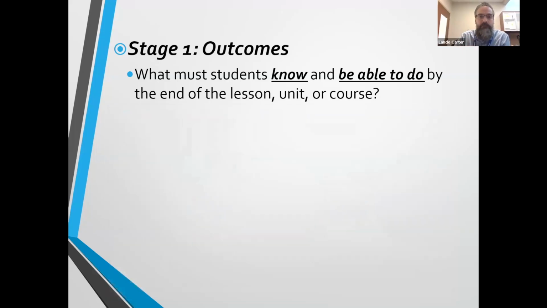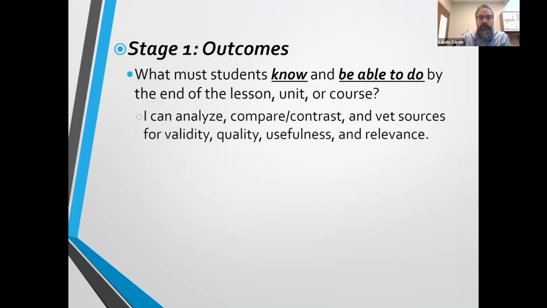So you set that outcome, and here's our example. I can analyze, compare, contrast, and vet sources for validity, quality, usefulness, and relevance. So this is an old outcome that I still believe in when I was teaching freshman 1010 writing here at MTSU. So that's the example I'm going to set for you to run the whole rest of our talk. We'll kind of keep coming back to it. And I'm going to give you an example of how to follow up on it next.